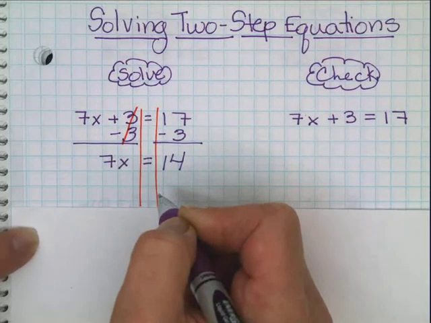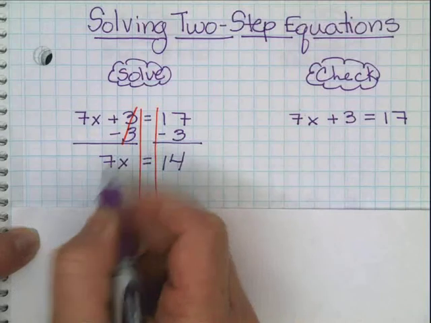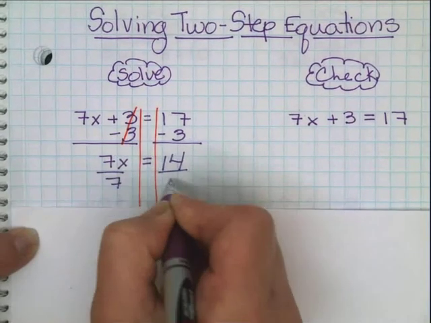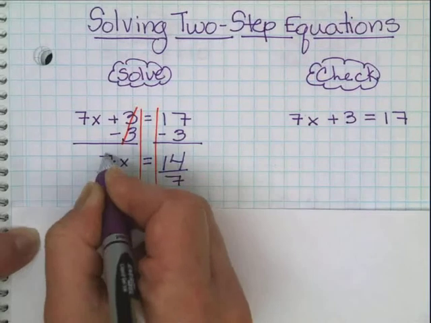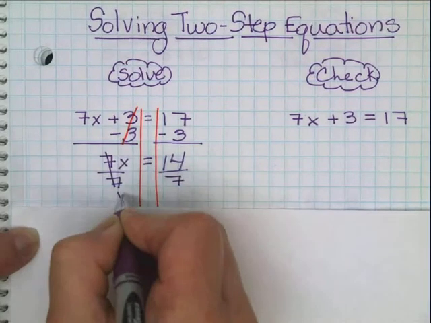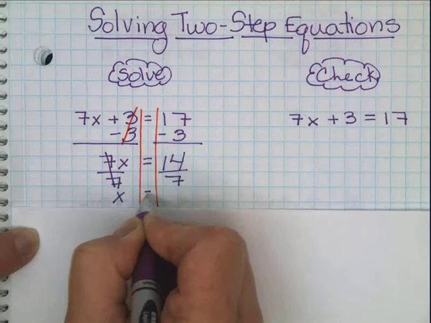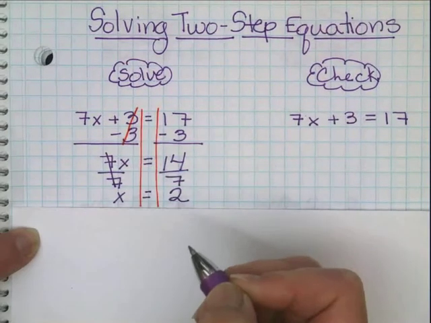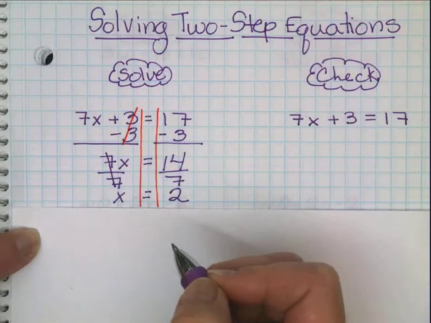The second step of the equation is to divide both sides by the coefficient of 7. 7 divided by 7 is 1, leaving the x by itself. 14 divided by 7 is 2. Which leaves me the answer of x equals 2.